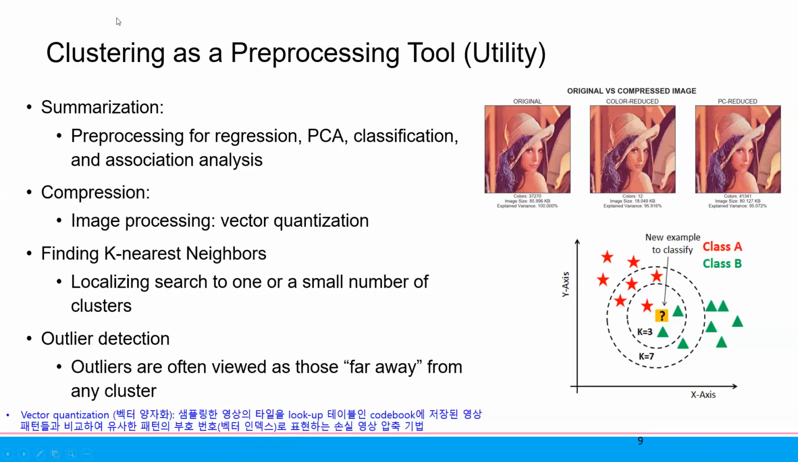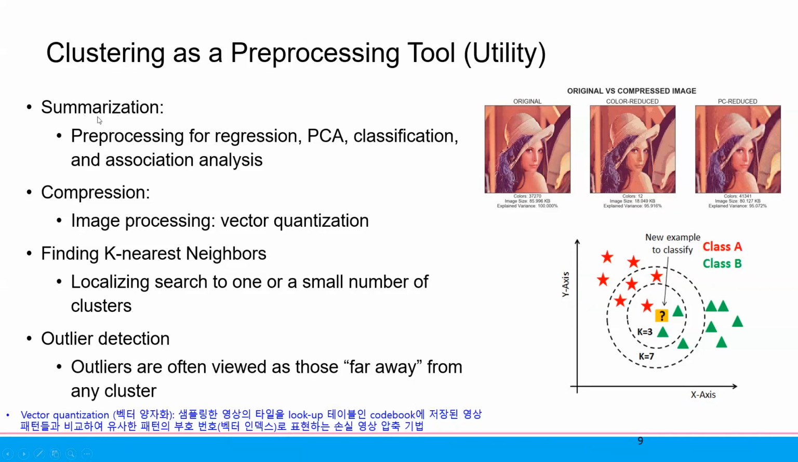When we do the clustering, we can use the clustering as the pre-processing tool, as I mentioned to you before. What does it mean by pre-processing? When you do the pre-processing, you need to check the data distribution. You need to check whether the data contains missing values, noise, or outliers. So we want to make a summary of the data.